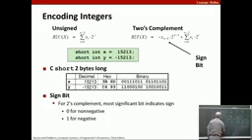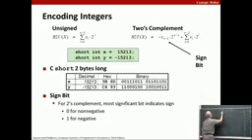Similarly, if I have a number where there's a leading bit, it will be 16 plus 4 plus 2, so that will be 22. And that's the unsigned case. The signed case is the same idea, except that the most significant bit has a negative value.